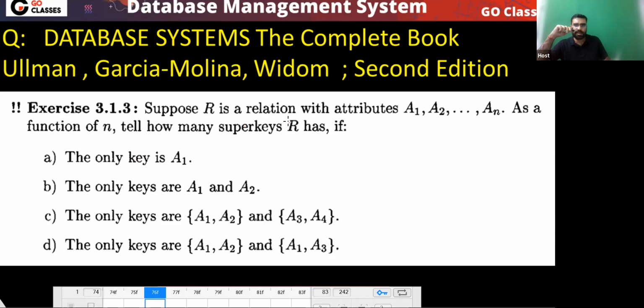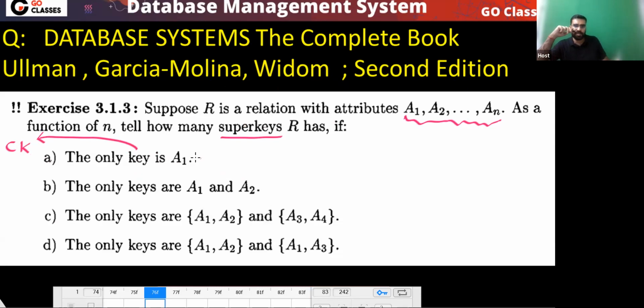Suppose relation R has n attributes. As a function of n, how many super keys are there if the only key is A1? Again, what does key mean? That means candidate key, right? So tell me here.